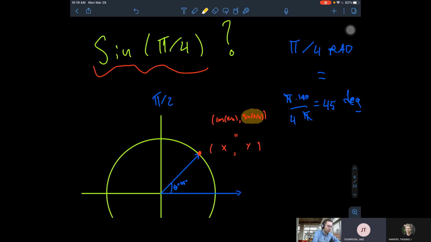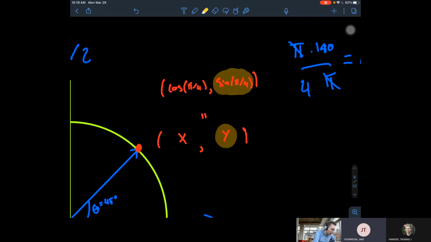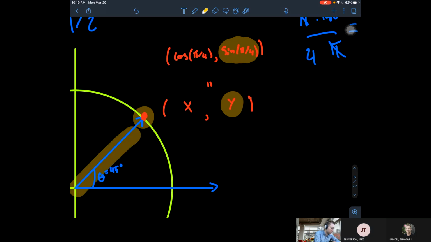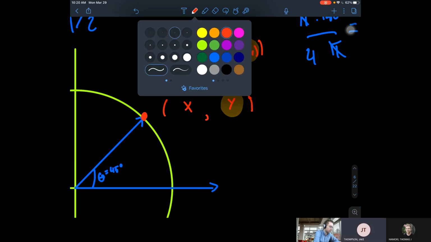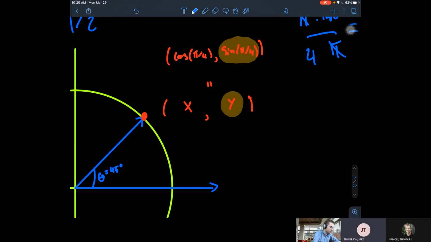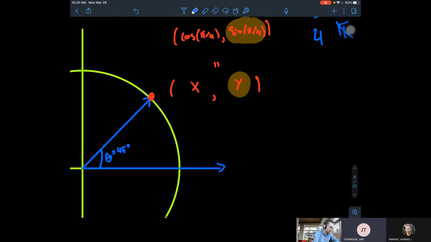You want to know what is sine of pi over 4, which is to say, really, what is the y-coordinate of this point on the unit circle, which gets pointed to by a 45-degree angle? Okay. So how can I find out what the height of that point is? When you multiply y times it, I think, or pi.